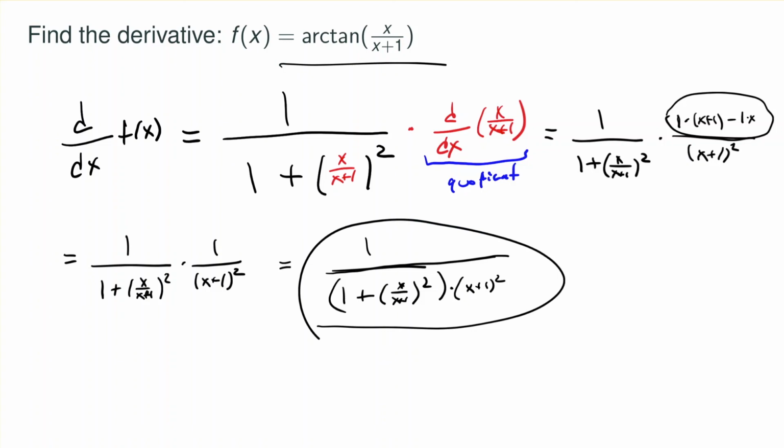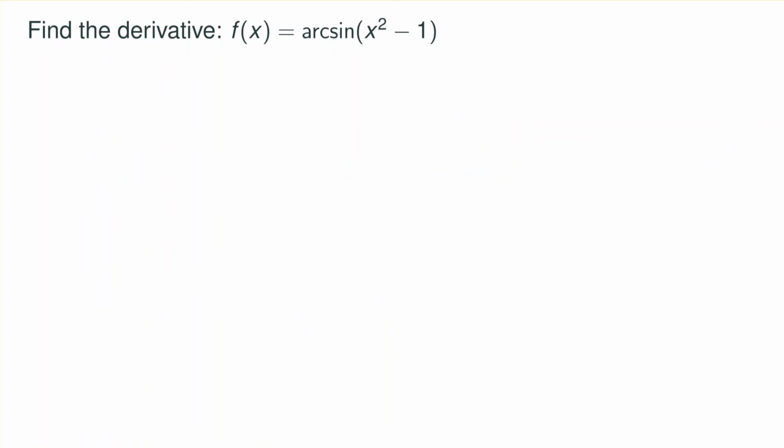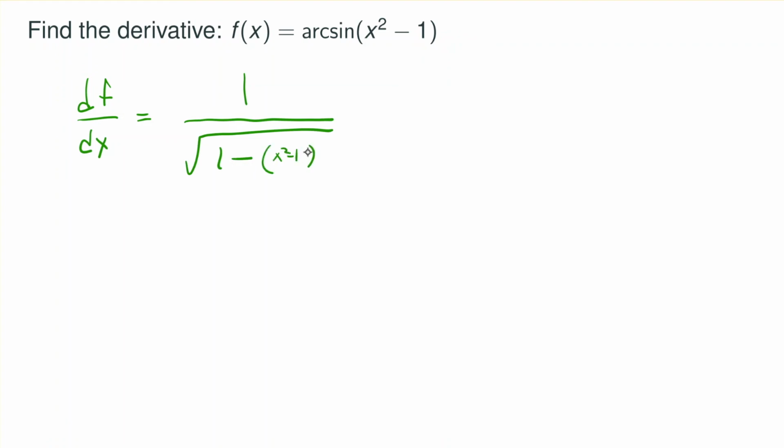Find the derivative of arc sine of x squared minus 1. So when we take the derivative, first we have to take the derivative of arc sine because that's the outside function. And because we're using chain rule, we have to multiply by derivative inside, the argument function. So derivative of arc sine is 1 over square root of 1 minus argument square, whatever is inside, entire thing square. Multiply by derivative of inside, which is x squared minus 1.